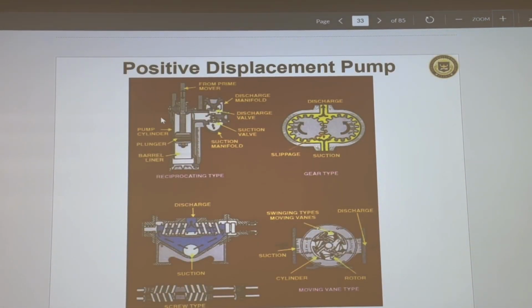Positive displacement, there are some more examples. You can take a look at them. But here is another screw type pump, which we talked about. Very tight tolerances between closed things.